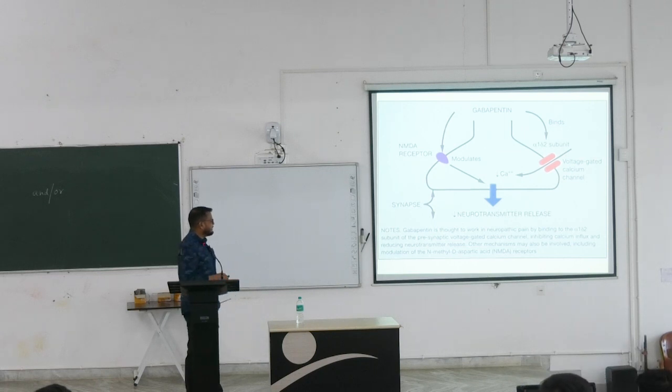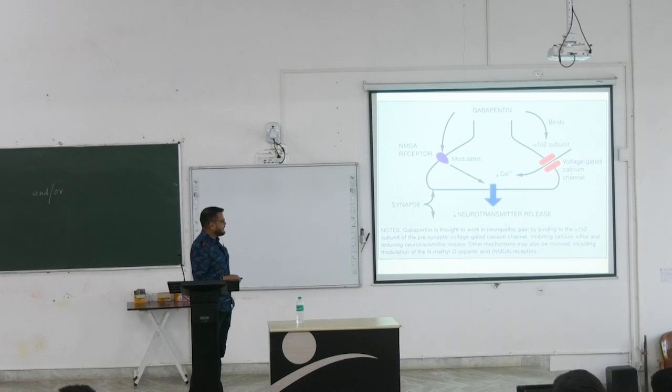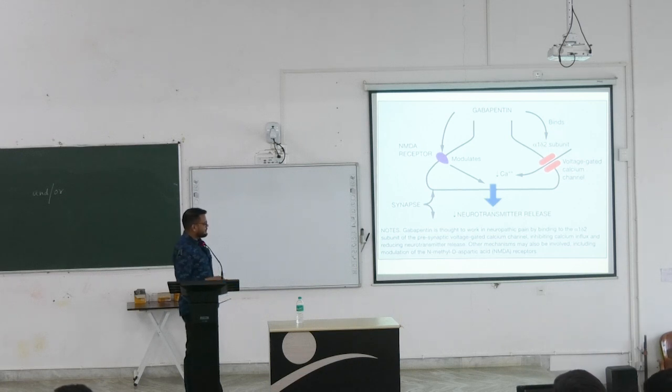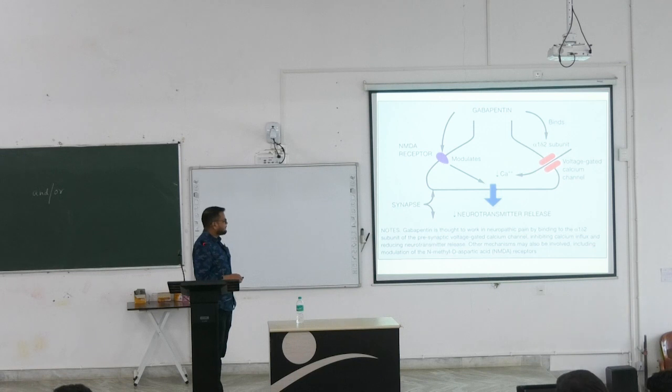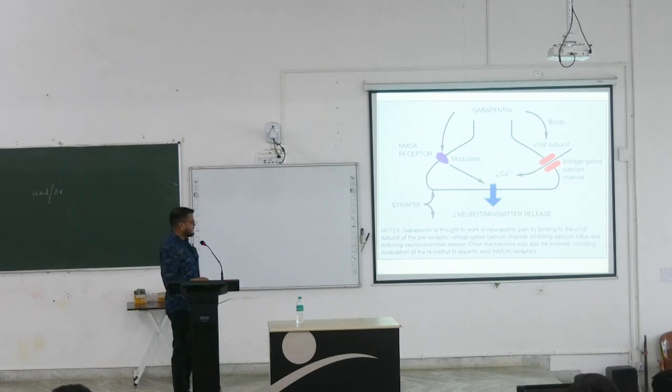So you see gabapentin. It inhibits the voltage gated calcium channel alpha 2 delta subunit and modulates the neurotransmitter release. It also acts on the NMDA receptor.